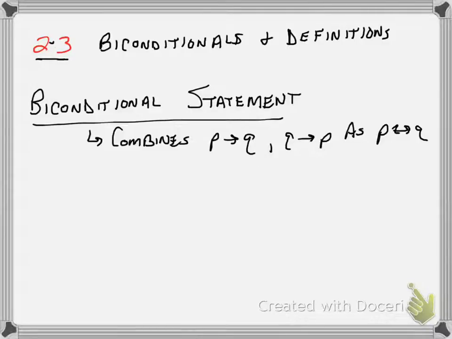2.3, biconditionals and definitions. A biconditional is made up of two conditionals, hence the word bi means two. This means there's two conditional statements, like if P then Q, and then if Q then P, and it combines that as P if and only if Q. That's the key. P if and only if Q.